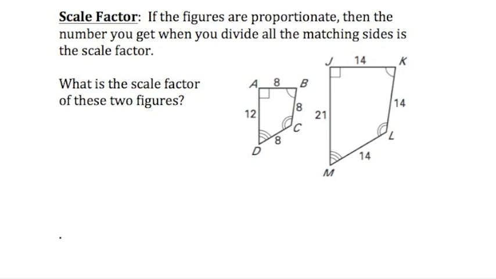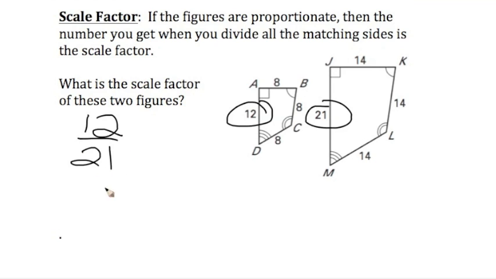If two figures are proportionate, then the number you get when you divide all the matching sides is called the scale factor. Remember, we did prove these two figures were similar. So all we got to do now is find what we get when we divide those two matching sides. Pick any two matching or corresponding sides and divide them. In this case, 12 over 21, I'm just going to pick those two corresponding sides. And the number we get when we reduce that is the scale factor.